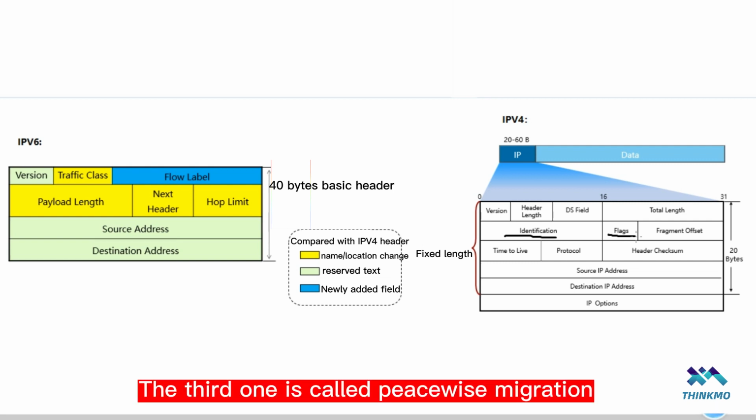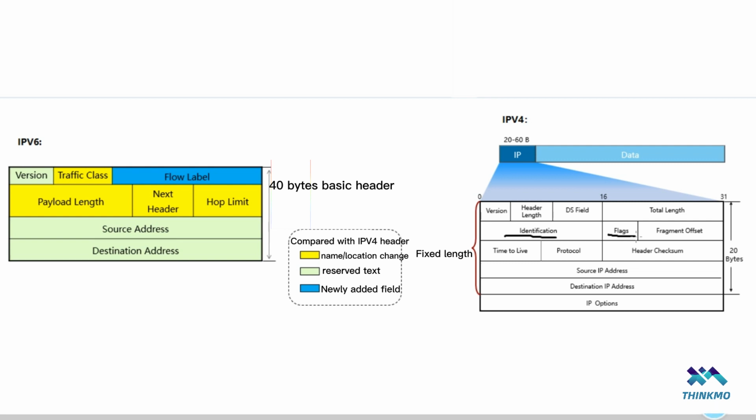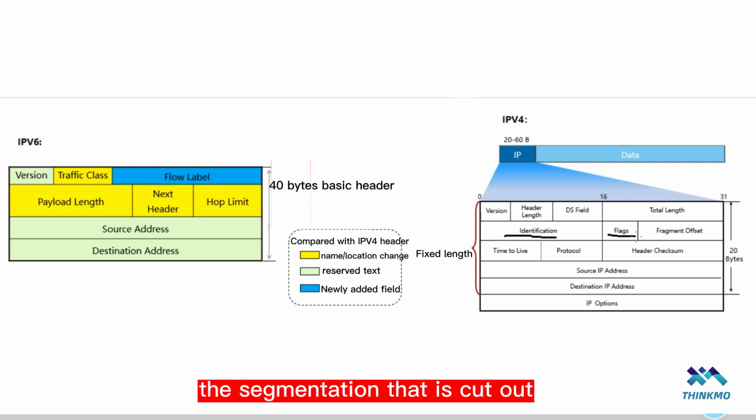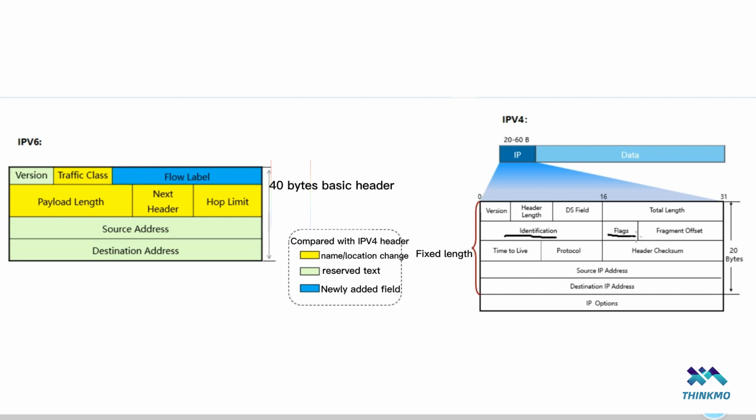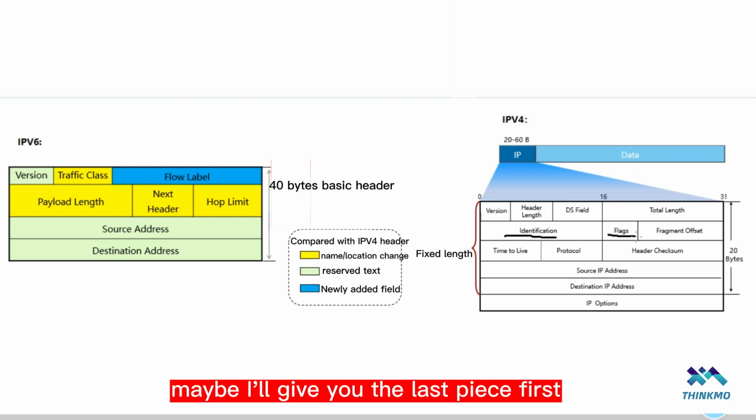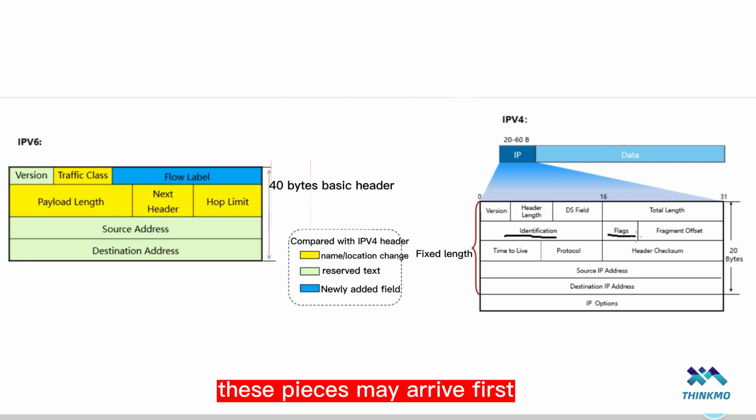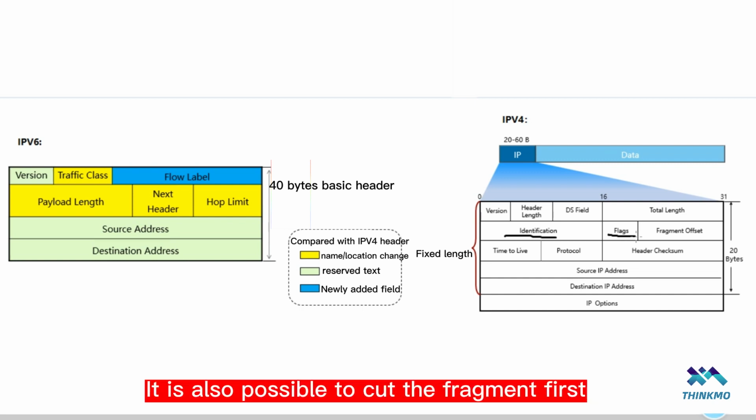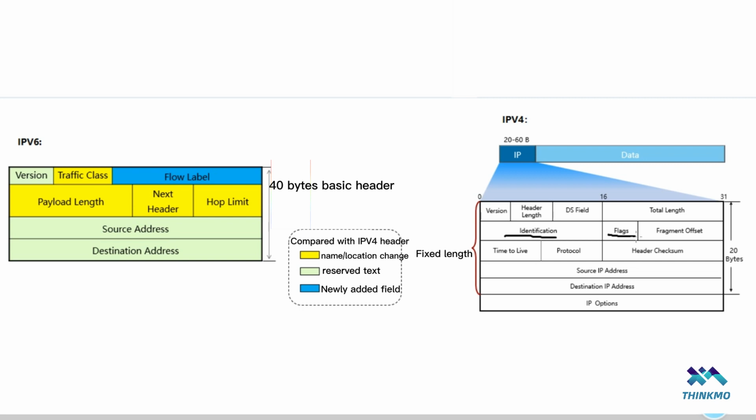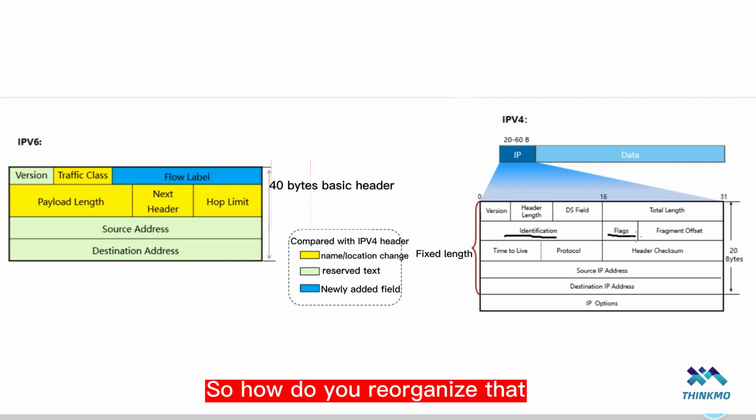The third one is called the fragment offset. The fragments that are cut out might not be sent to you in order. Maybe I'll give you the last piece first, or pass you the pieces in the middle. Maybe because of the network, these pieces may arrive first. It is also possible that the fragment cut first arrives last. So how do you reassemble that?